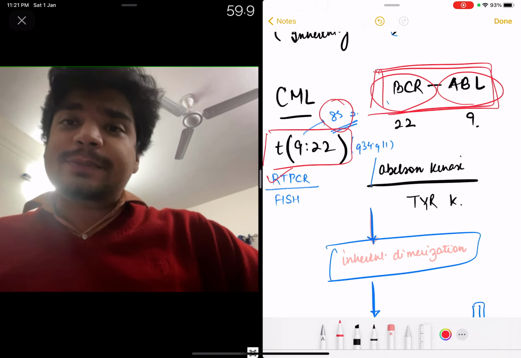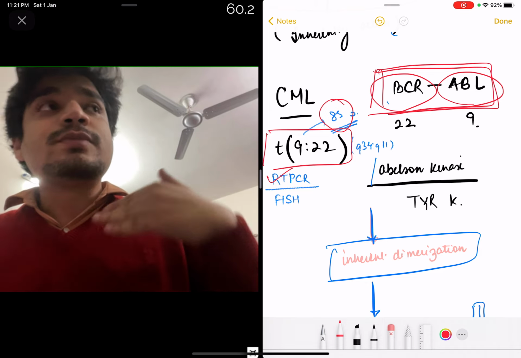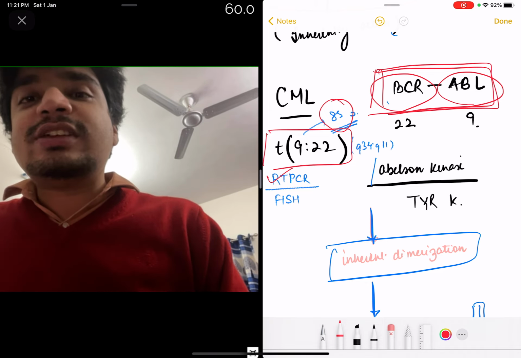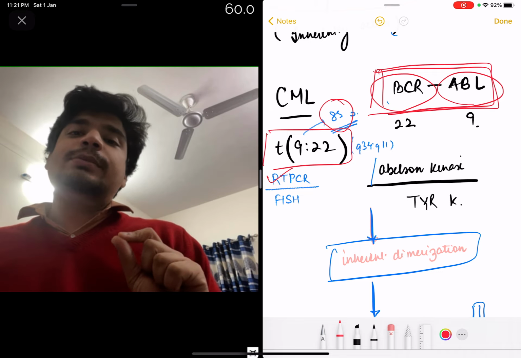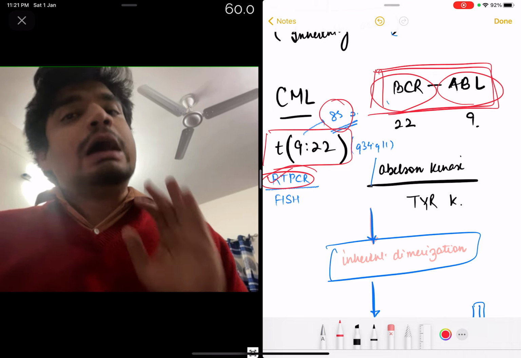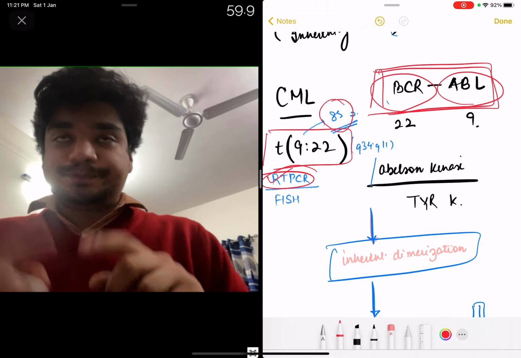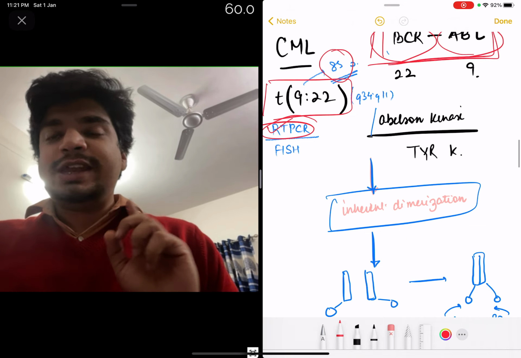which might not be visible on a normal karyotype. This has been asked in an entrance examination: which of the following is a more sensitive method for diagnosing CML? They will give you a clinical scenario of CML, ask which is the most sensitive method, and they will give you karyotyping or cytogenetics, and also RT-PCR. The answer would be RT-PCR because PCR will detect this gene, the gene product of BCR-ABL, right?